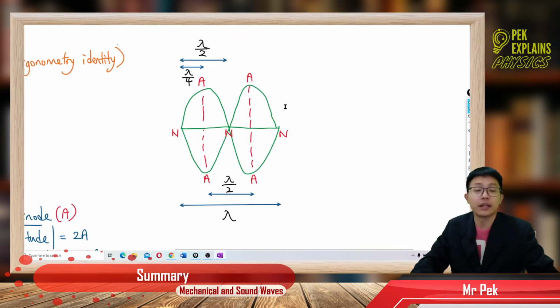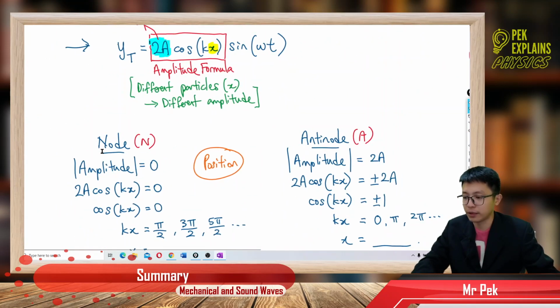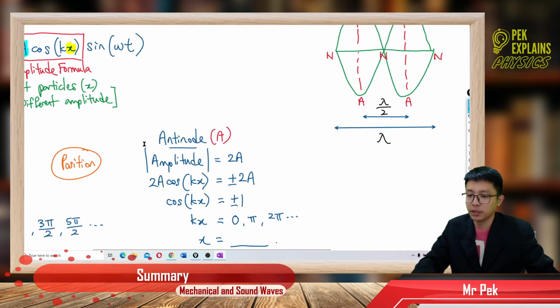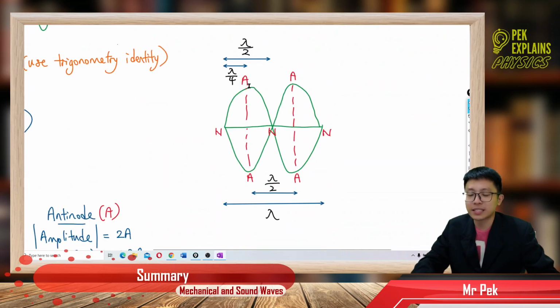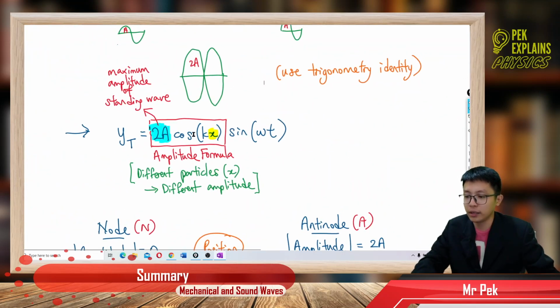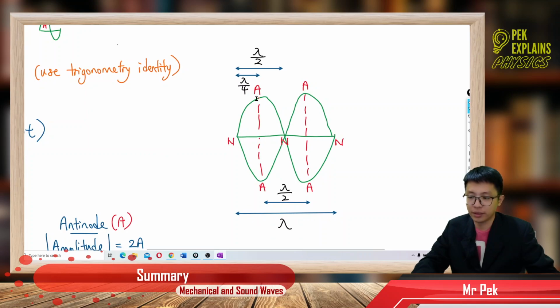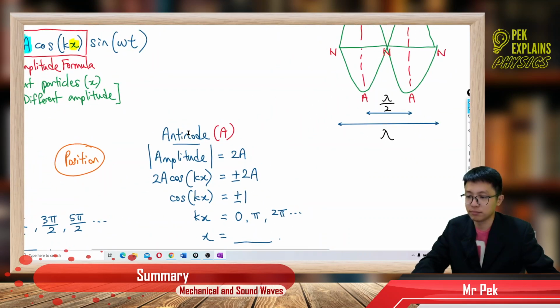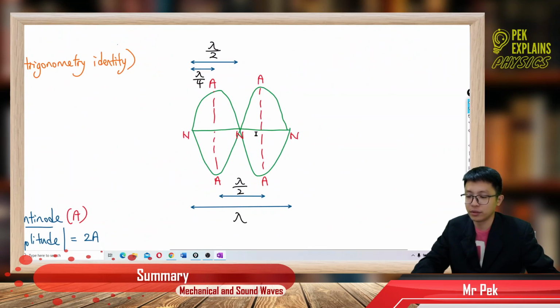Look at this one, the standing wave just now. The one with 0 amplitude is called node. This is how we spell it, N-O-D-E, node. And the one with the maximum amplitude, which is 2A, is called the antinode. Okay? Antinode. Anyway, between the node and the second consecutive node is one wavelength.